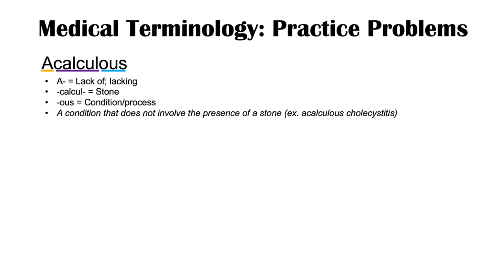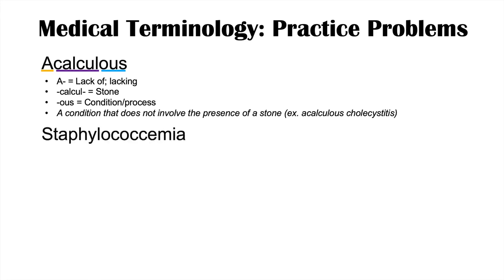Some conditions are often caused by a type of stone, like a gallstone. In cholecystitis, we see gallstones being a very common cause. But when there's no stone present, we call it acalculous cholecystitis. So there's no stone causing an inflammation of the gallbladder.